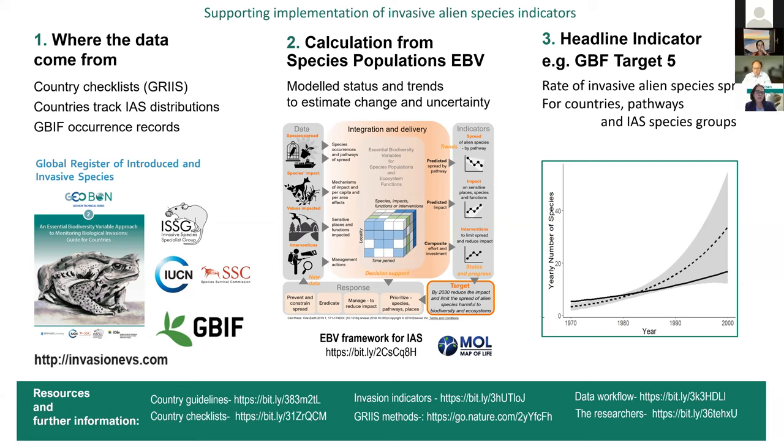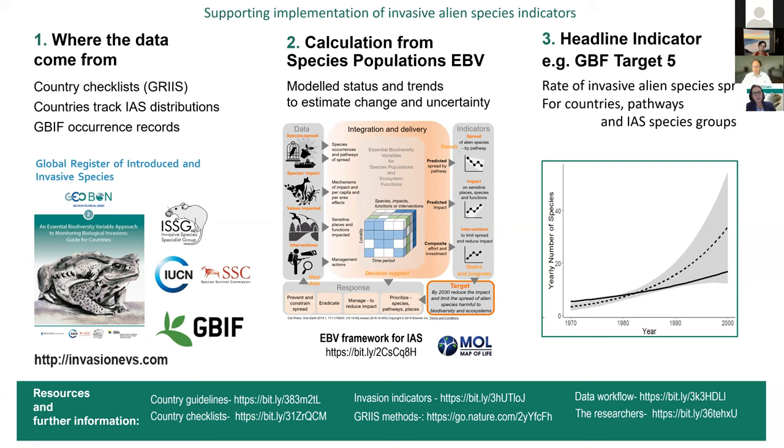So if we think about invasive alien species, where do the data come from? They come from country checklists now delivered by the Global Register of Introduced and Invasive Species. They come from GBIF occurrence records, and importantly, they need to continually and ongoingly be contributed by countries. So countries need to track the distributions of invasive alien species in their countries. And there's a whole bunch of resources available to support that process.